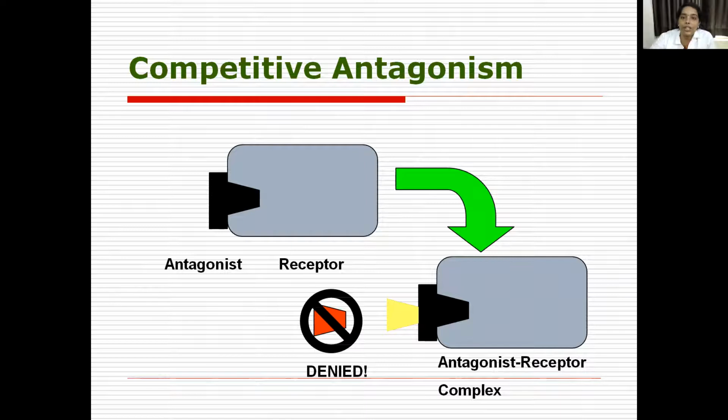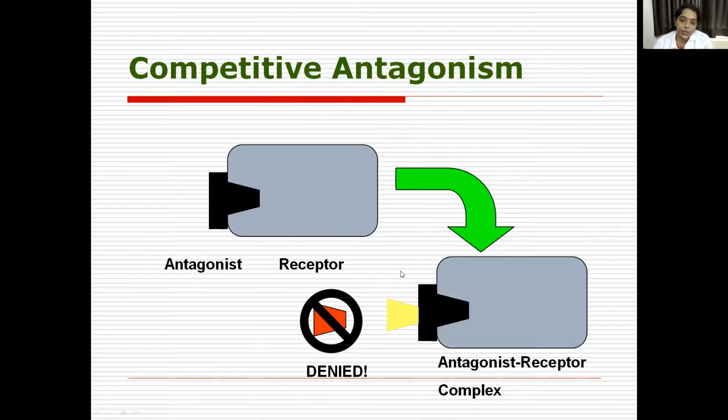Then we will see what is reversible, what is irreversible. Competitive antagonism is when an antagonist competes with the agonist for the same receptor. Here the antagonist is competing with the agonist for the same receptor, and this prevents the binding of the agonist with the receptor. So that is competitive antagonism.